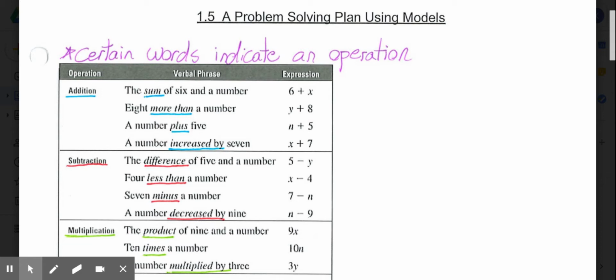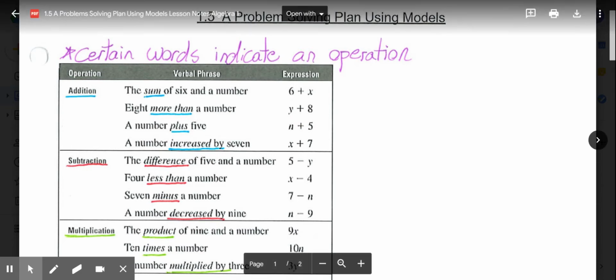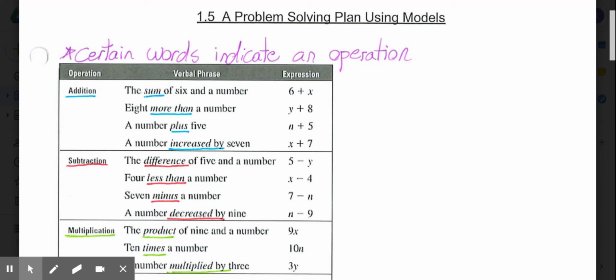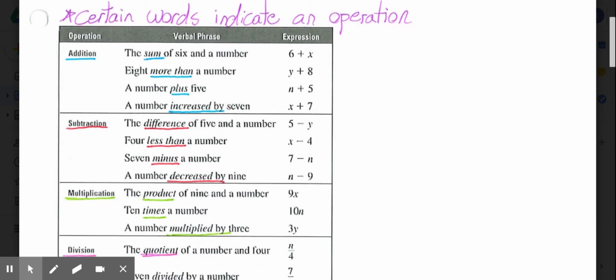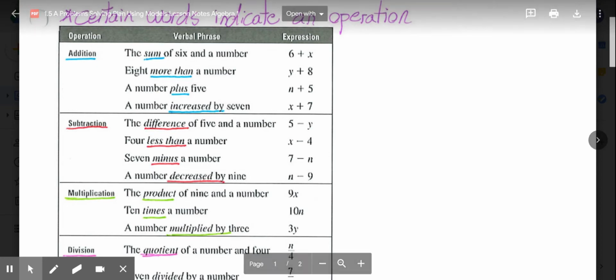Another verbal phrase would be 8 more than a number. So that could be written as the expression y plus 8 or 8 plus y. A number plus 5 could be n plus 5 or 5 plus n. Remember, with addition, we can flip the order. And a number increased by 7 would be x plus 7. So key words to look for addition would be sum, more than, plus, or increased by.